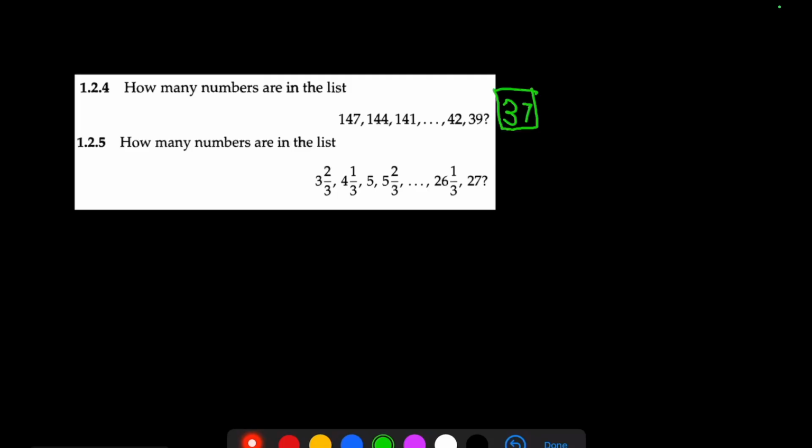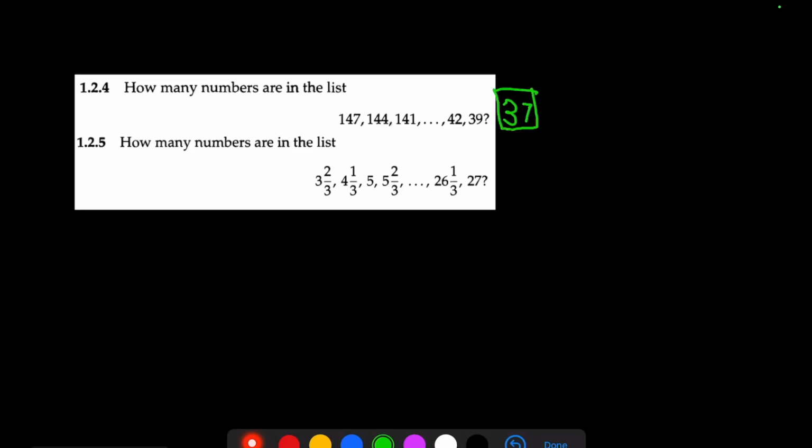Now, let's go with something harder. Now we're doing fractions. We got 3 and 2/3, 4 and 1/3, 5, 5 and 2/3, up to 27. Now, this is kind of weird if you don't know how to deal with fractions. So let's just get rid of the fractions. Multiply that entire thing by 3.